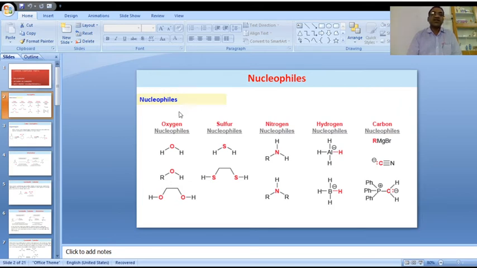These are all the various types of nucleophiles: heteroatom containing nucleophiles of oxygen, sulfur, nitrogen, and hydrogen, and carbon atom containing nucleophiles. Is it clear, all of you? Is it clear? Now let us go to other nucleophile examples.